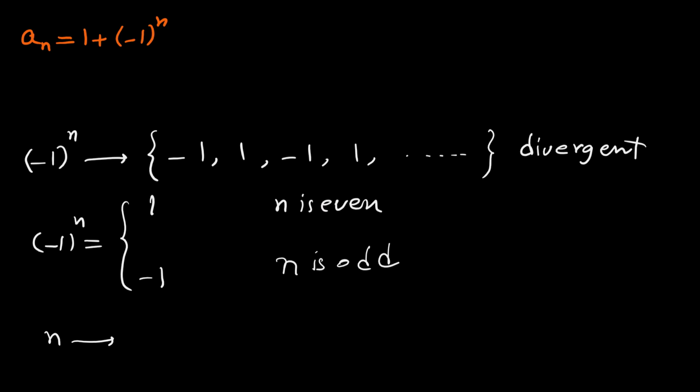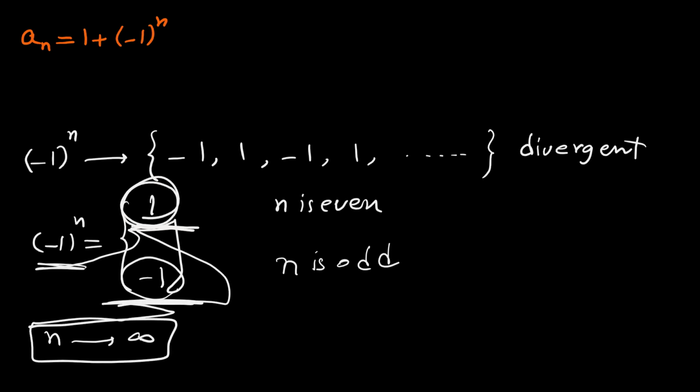When n approaches infinity, we have odd numbers and even numbers at infinity. So this sequence can be 1 or negative 1. When we approach infinity, we don't know the value because it goes to infinity. It can be even, odd, even, odd. So this sequence becomes 1, negative 1, 1, negative 1 and so on. So this sequence is divergent.